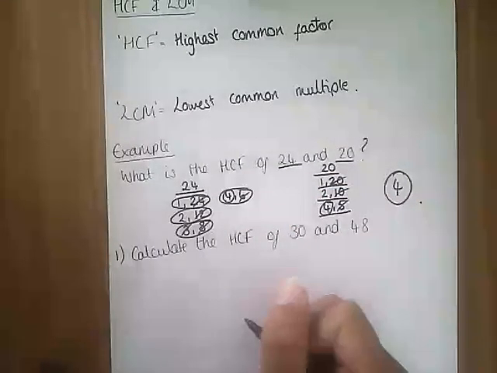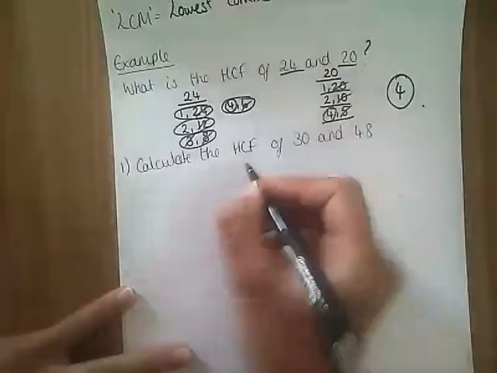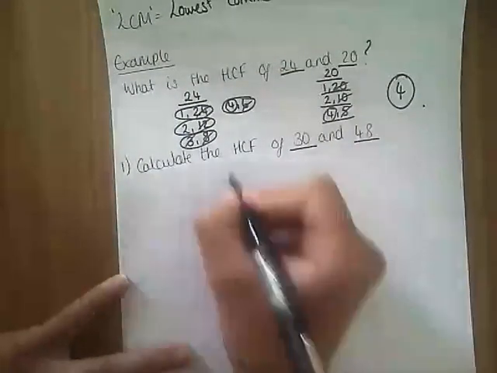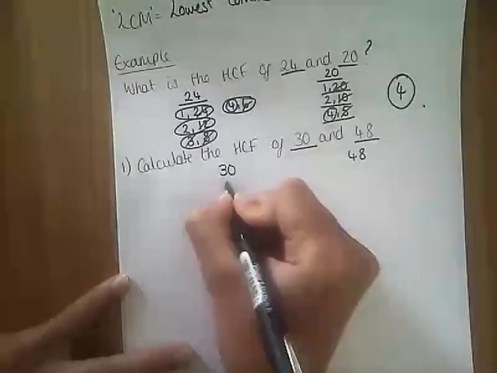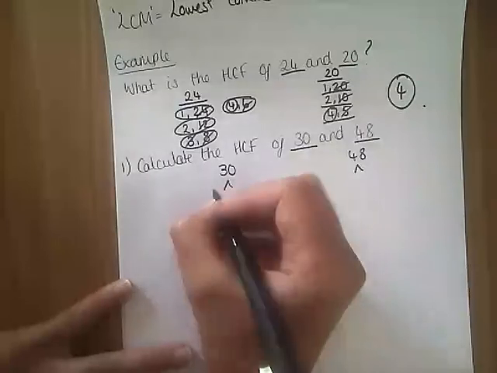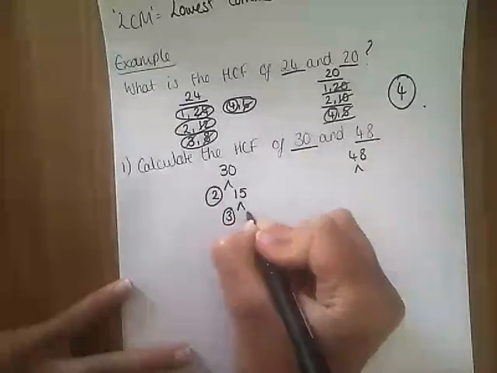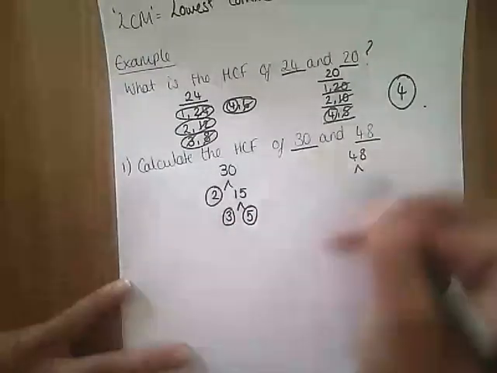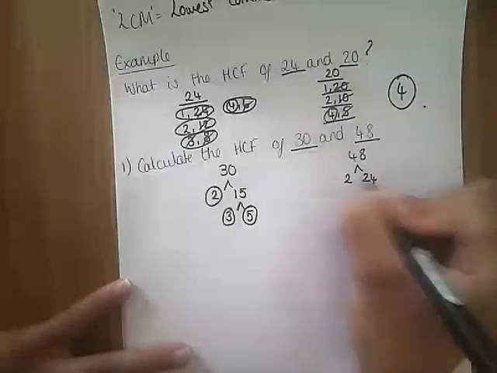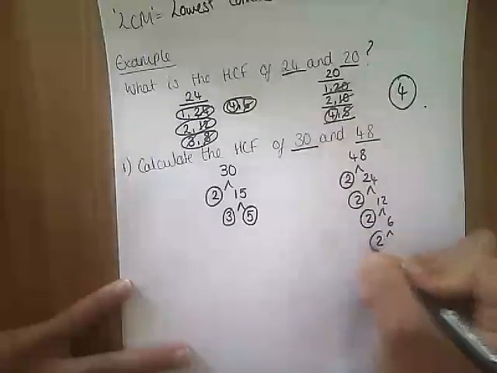Now that's fairly straightforward to do with two relatively low numbers, but you need to have an actual method, and this is the method I would like you to use from now on. So here we've got the HCF of 30 and 48. You need to do a factor tree for both of those numbers. If you are confused about factor trees, go and watch the video about factor trees. We're looking for prime factors of 30. 2 goes into 30 15 times, 3 goes into 15 5 times. They are all prime. Let's do a factor tree on 48: 2 and 24, 2 and 12, 2 and 6, 2 and 3.